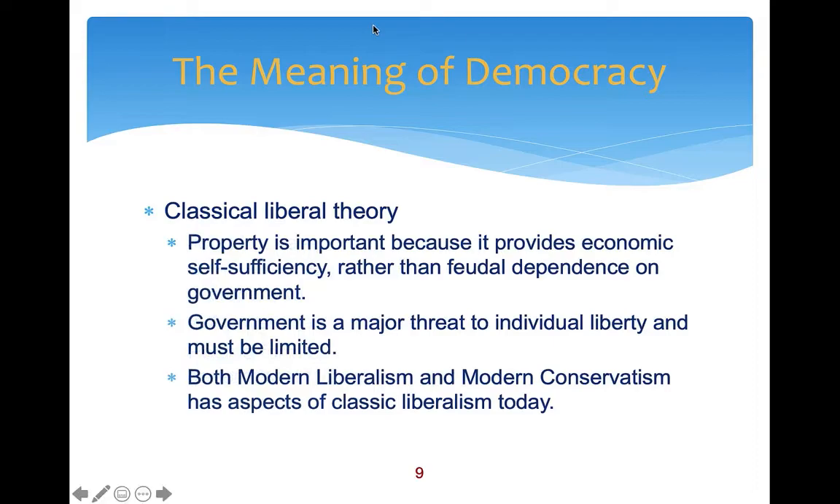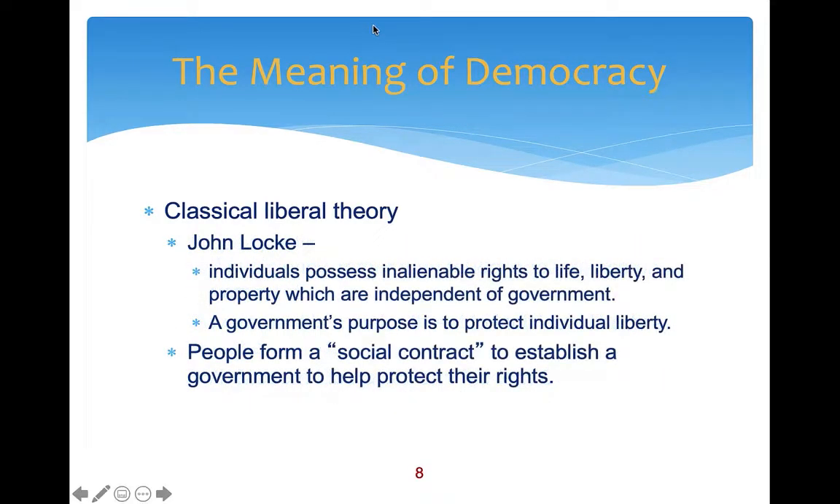A lot of our belief system here in the United States is based off of John Locke's classic liberal theory. And classic liberalism focuses on the fact that we have inalienable rights to life, liberty, and property, which are independent of the government, and the government's purpose is to protect that liberty and be a neutral arbitrator in making decisions or making judgments against people.